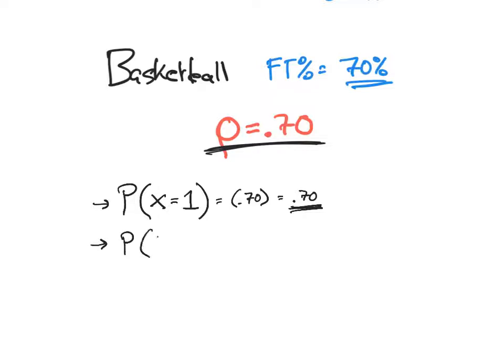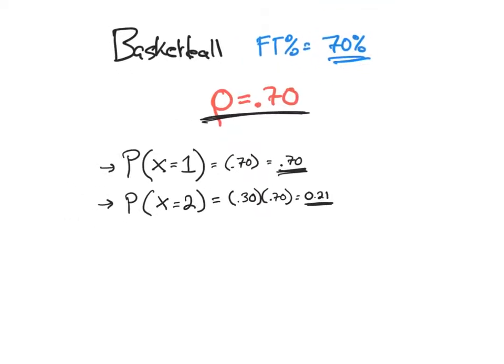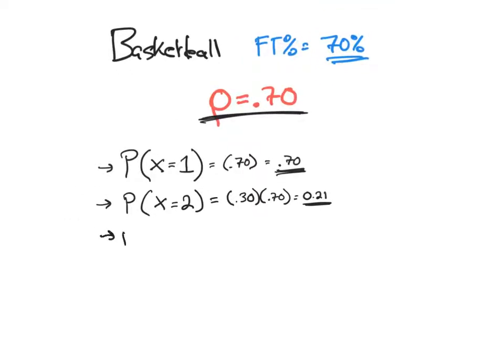Let's try this. Probability that X equals 2. What does that mean? That means that we saw the first success on the 2nd shot. So what does that mean about the first shot? That means you missed it, and there's a 30% chance that you missed that first shot, and a 70% chance you make the 2nd shot. So if I did 0.3 times 0.7, I get 0.21. So there's a 21% chance that I make the first free throw on the 2nd shot. Okay, that makes sense.